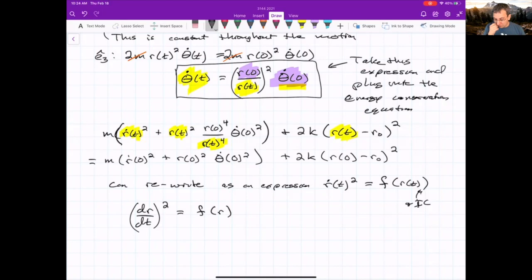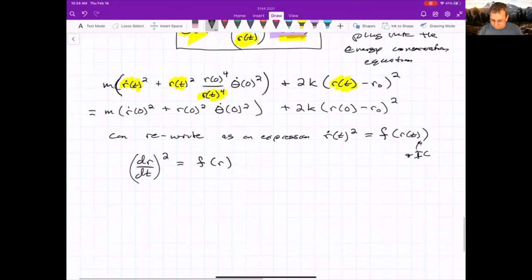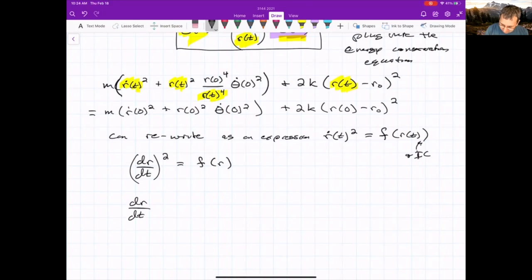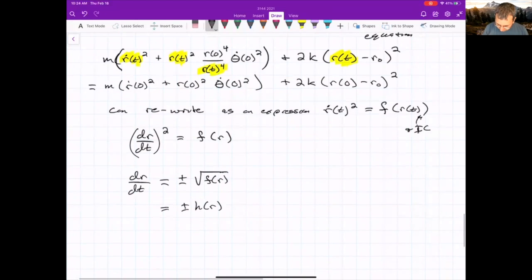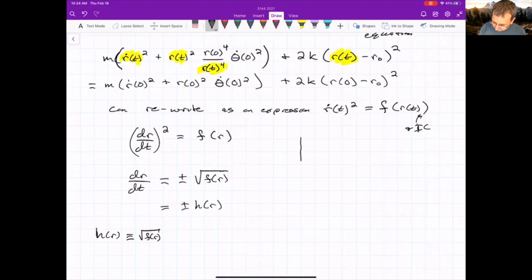It might be useful though at this point, so first of all, let me take the square root of both sides. You might say, well, this should be plus or minus if you're careful. Yeah. Okay, plus or minus square root of f of r. I'm just going to call this h of r. So h of r is, I'll just define this to be square root of whatever this function f of r is. And hopefully I'm not losing you.